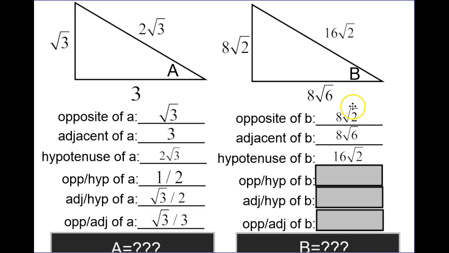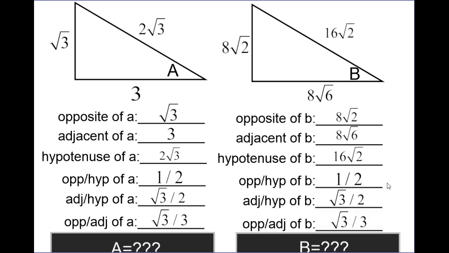Now, for the triangle on the right, my opposite, adjacent, and hypotenuse sides are all different, but interestingly enough, my opposite over hypotenuse is still 1/2, just like the first triangle we did. The adjacent over hypotenuse ends up being root 3 over 2. Again, I'm taking 8 root 6 and dividing it by 16 root 2, and then, of course, we are rationalizing that to get our solution. Finally, the opposite over adjacent ends up being root 3 over 3.